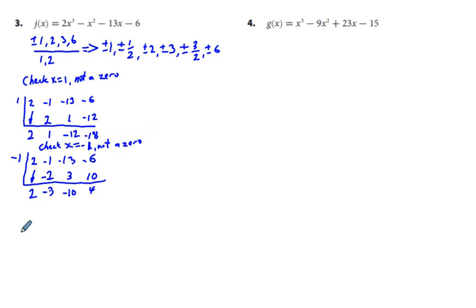Okay, we're going to continue on down the list. We're going to check x equals 2. So we check 2 on the outside, and inside we have 2, negative 1, negative 13, negative 6. Bringing down the 2, 2 times 2 is 4. Negative 1 plus 4 is 3. 2 times 3 is 6. Negative 13 plus 6 is negative 7. 2 times negative 7 is negative 14. And so we get negative 20. So we make the same conclusion for this one, not a 0.